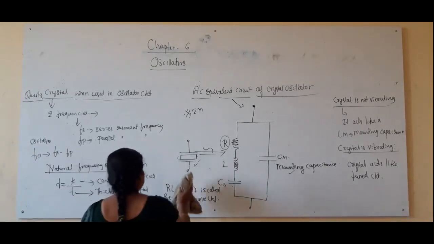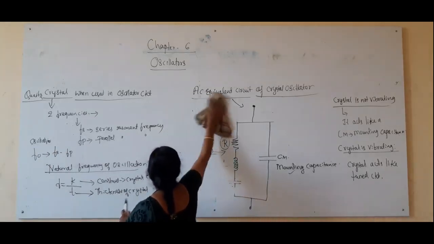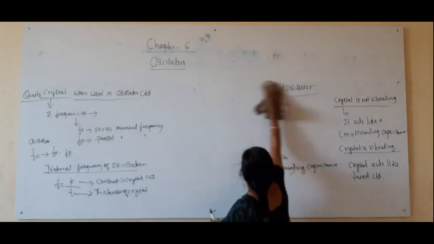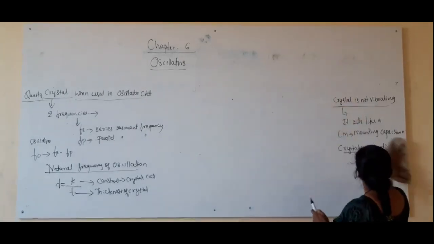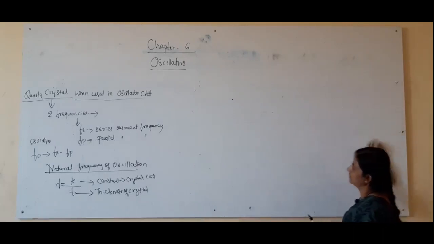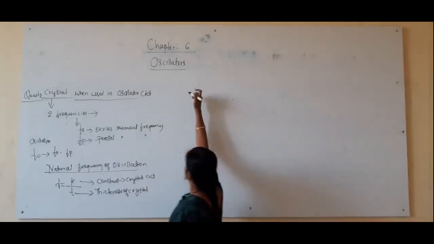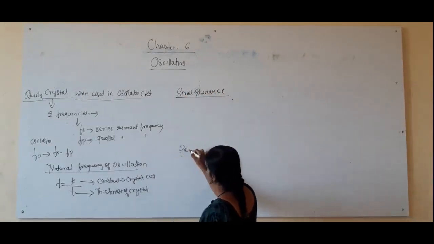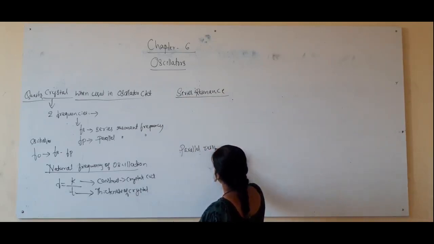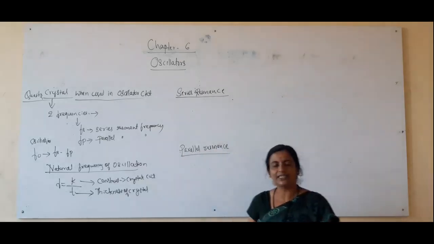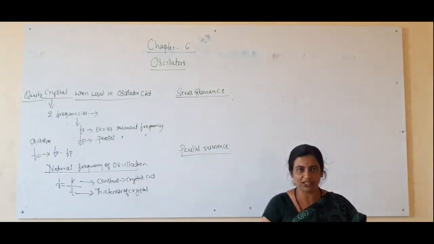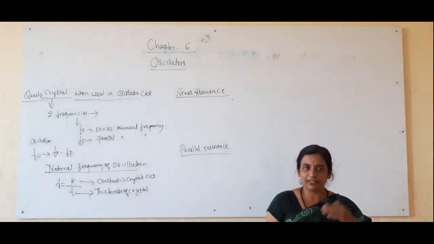Now coming to what do you mean by series resonance and parallel resonance of a crystal? Series resonance, and the next one is parallel resonance. What do you mean by series resonance? Since we know that a quartz crystal, whenever it is connected to an alternating voltage, it starts oscillating. That frequency of oscillation has two types. Either it may operate with a series resonating frequency or it may operate with a parallel resonating frequency.